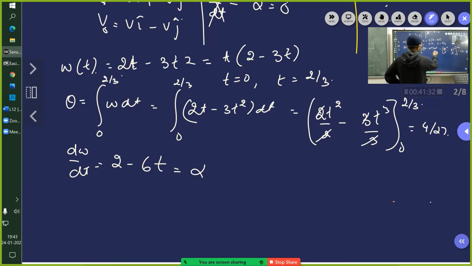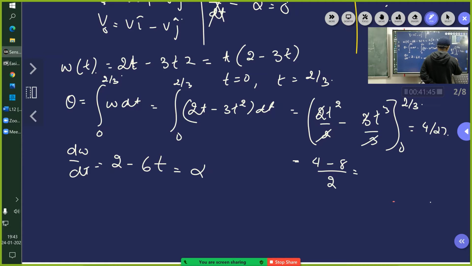If you substitute 2 in this equation, you get 4 minus 8. So you would have got minus 4 by 2, which is minus 2 radians per second.